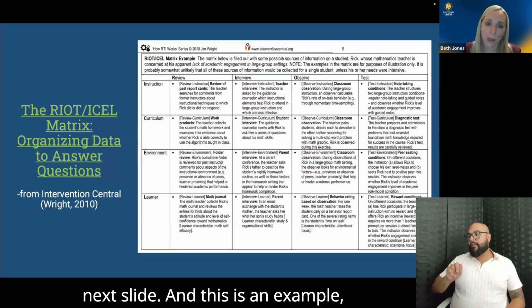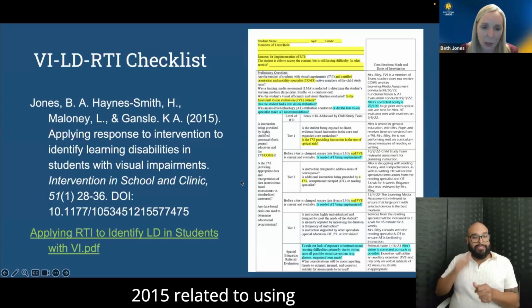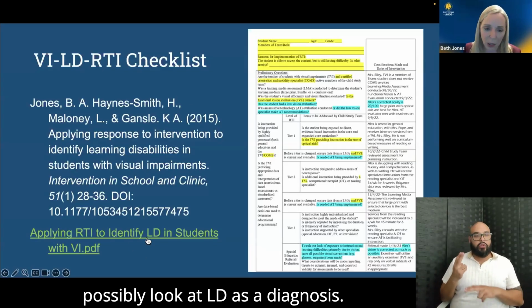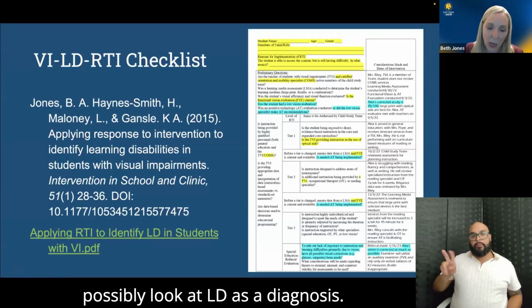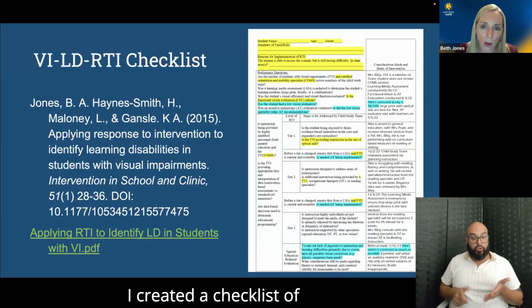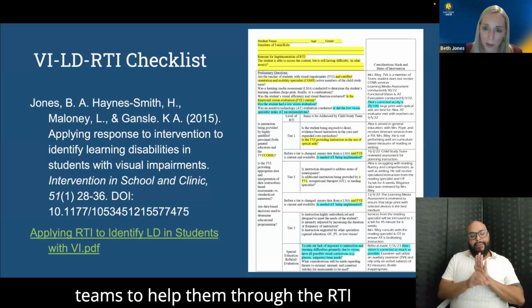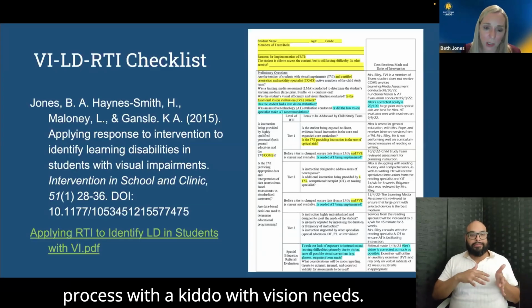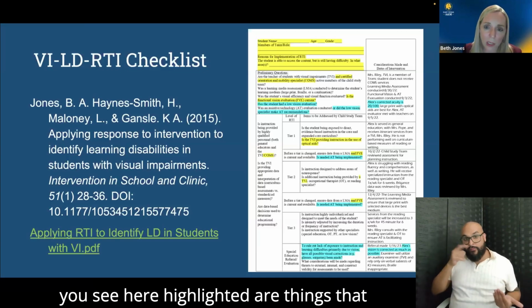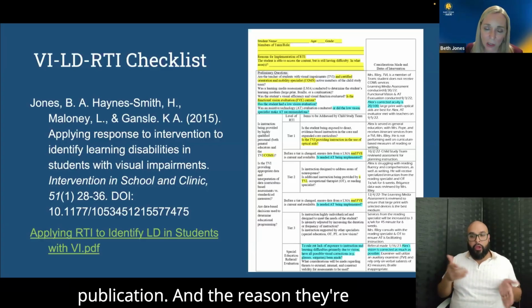And this is an example, as I mentioned, from the article I did back in 2015 related to using RTI with students who are VI to possibly look at LD as a diagnosis. As part of that article, I created a checklist of sorts that can be used by our child study teams to help them through the RTI process with a kiddo with vision needs. And that's in that article. What you see here highlighted are things that I've added to the checklist since that publication.